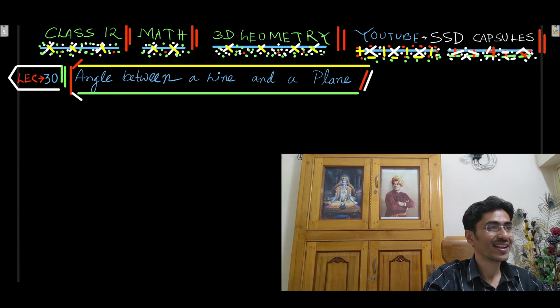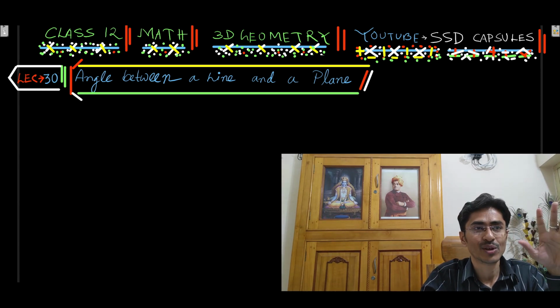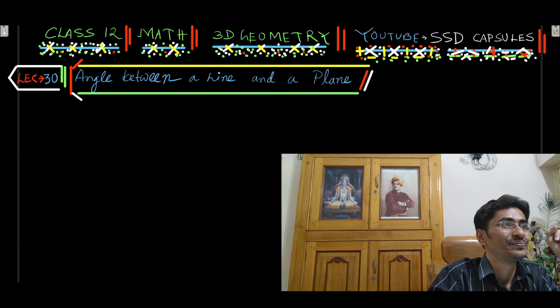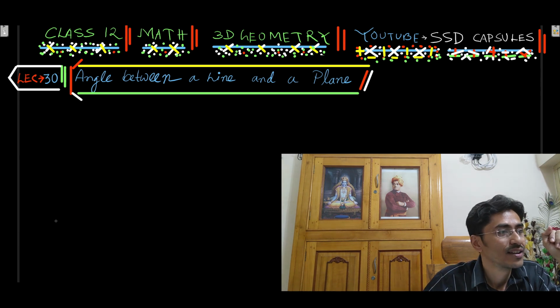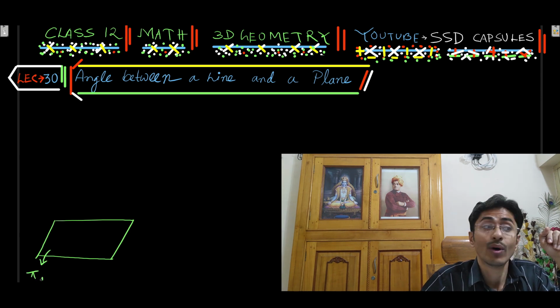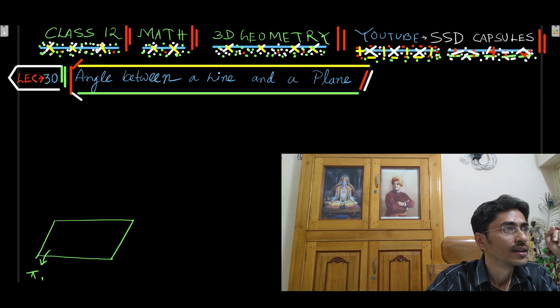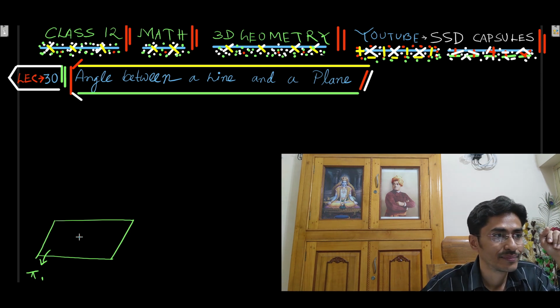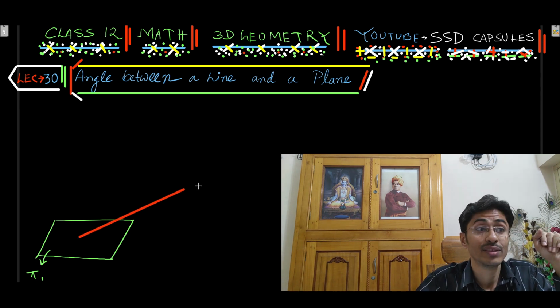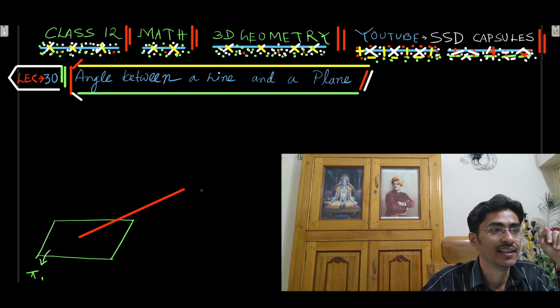So now, angle between a line and a plane. So first we will draw the diagrams. Here in green color, I have drawn the plane, say pi 1. In red color, I have drawn the line, say L.